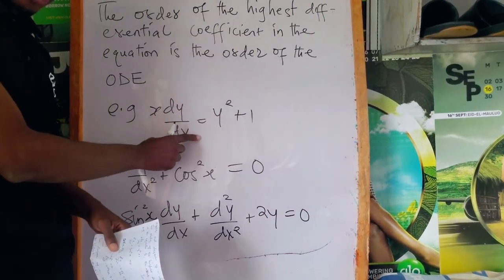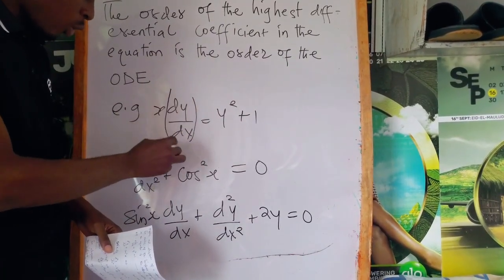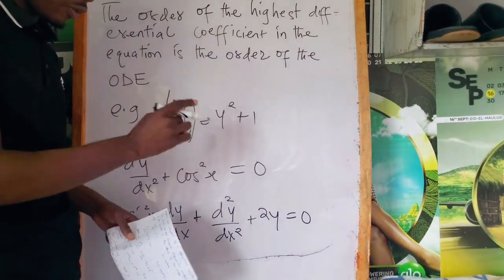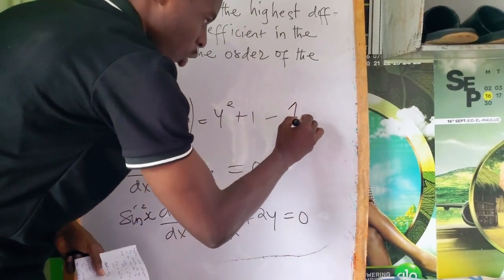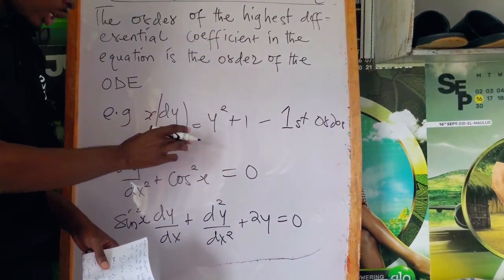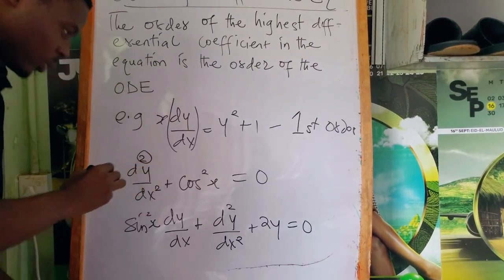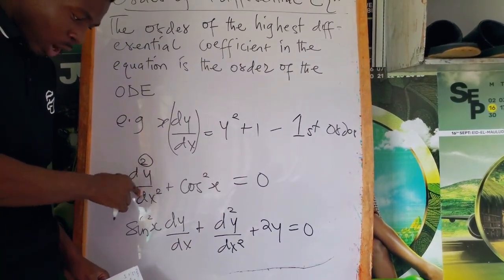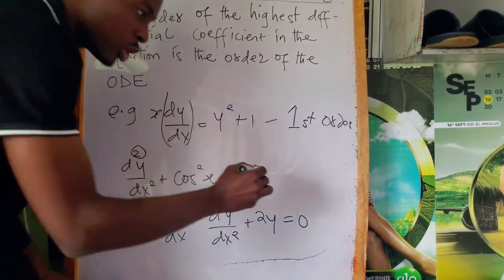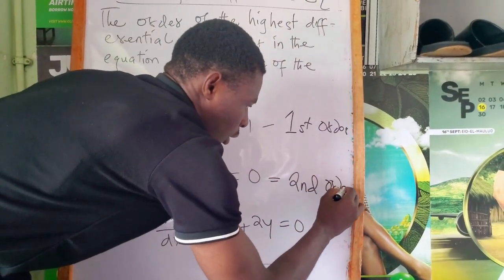So this is a first order ordinary differential equation. Why? Because the order of the differential coefficient is 1. So this gives the order of the differential equation. So this is of first order. Now look here. The differential coefficient is of order 2. You can see this is d²y/dx². So the highest differential coefficient here is of order 2. So this second one is called a second order. This is of second order.